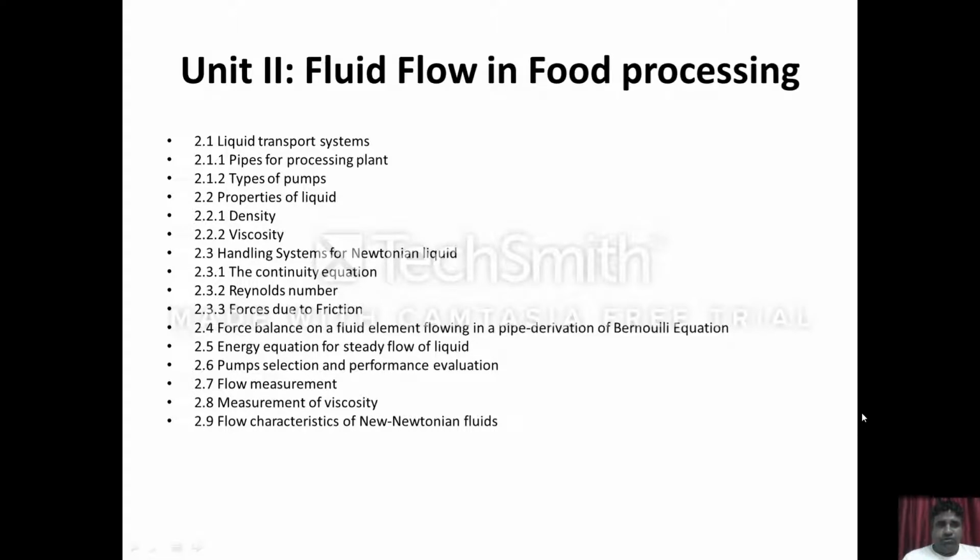So, finally, I'm going to record the second unit, and it is about the fluid flow in food processing. I have given you a brief introduction of what I'm going to teach you in this particular unit. So, I'm directly coming on to the business. First of all, we'll talk about the liquid transport systems.